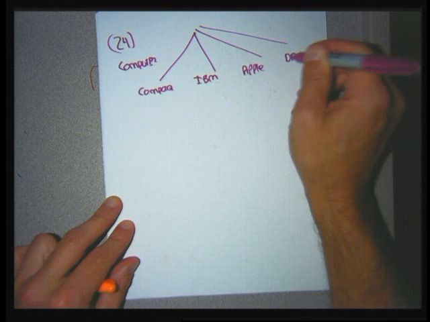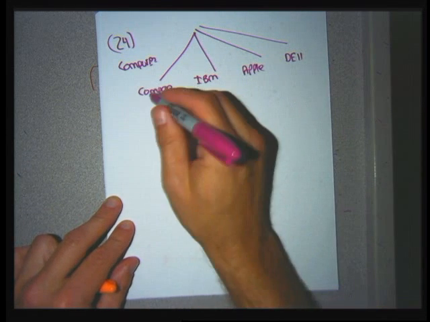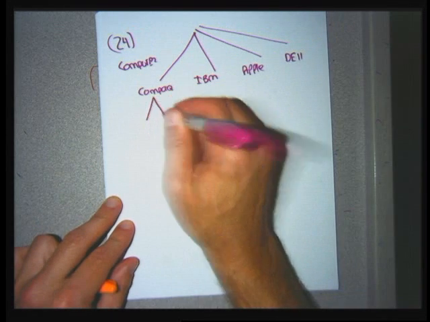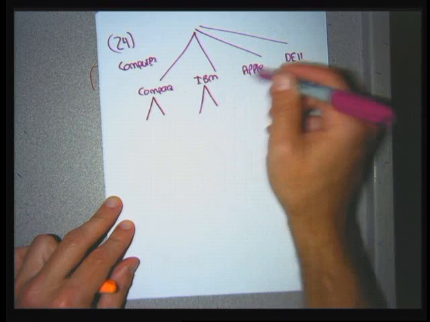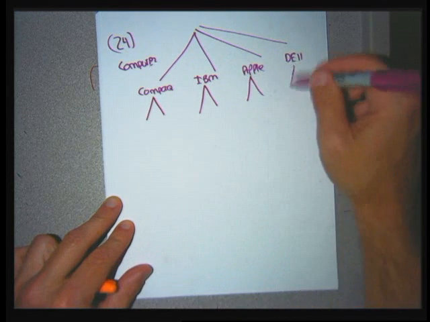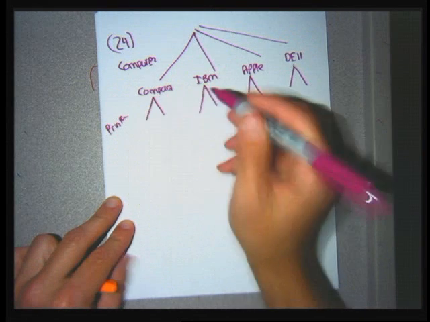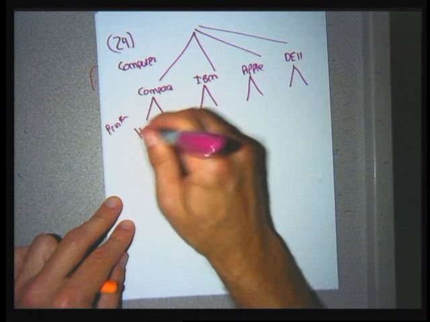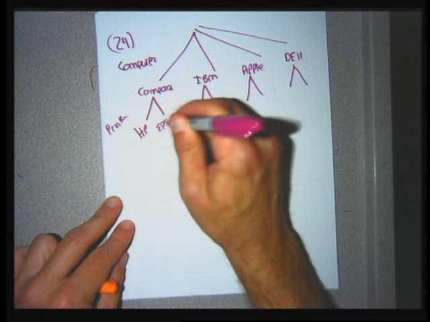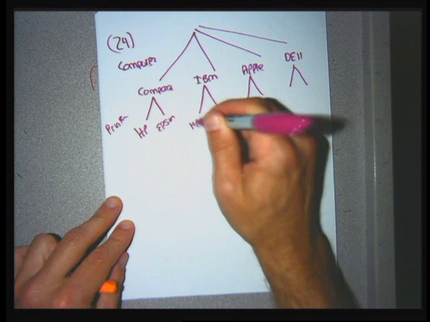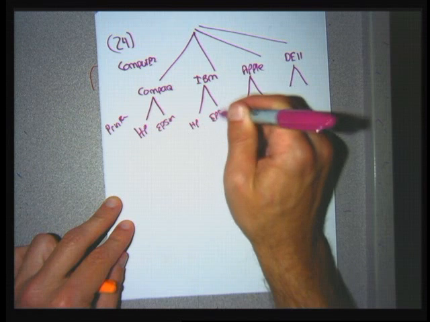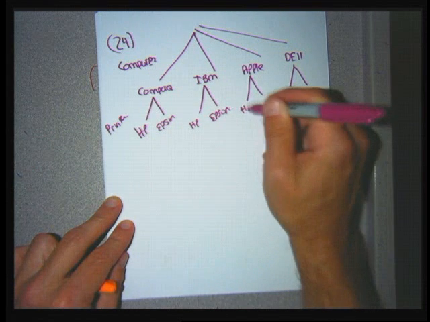or a Dell. And then regardless of the computer that I get, I can pick one of the 2 printers. So the next line I'm going to pick is for my printer. And the printer I can get, I'm going to write HP for Hewlett Packard, and then an Epson. HP, Epson. This is getting unpleasant already.